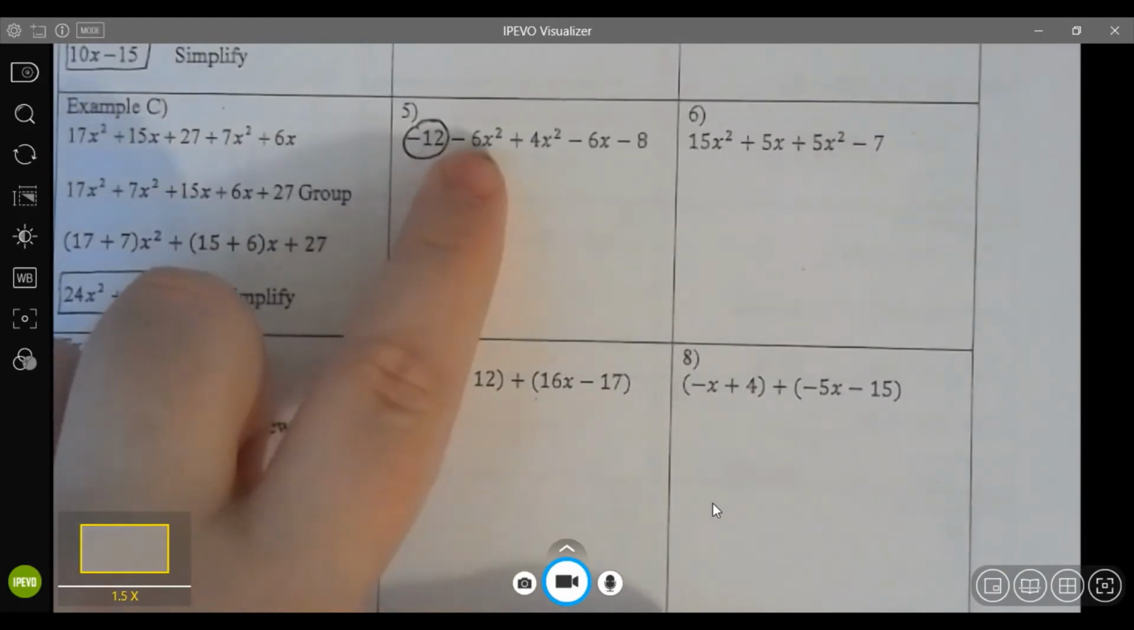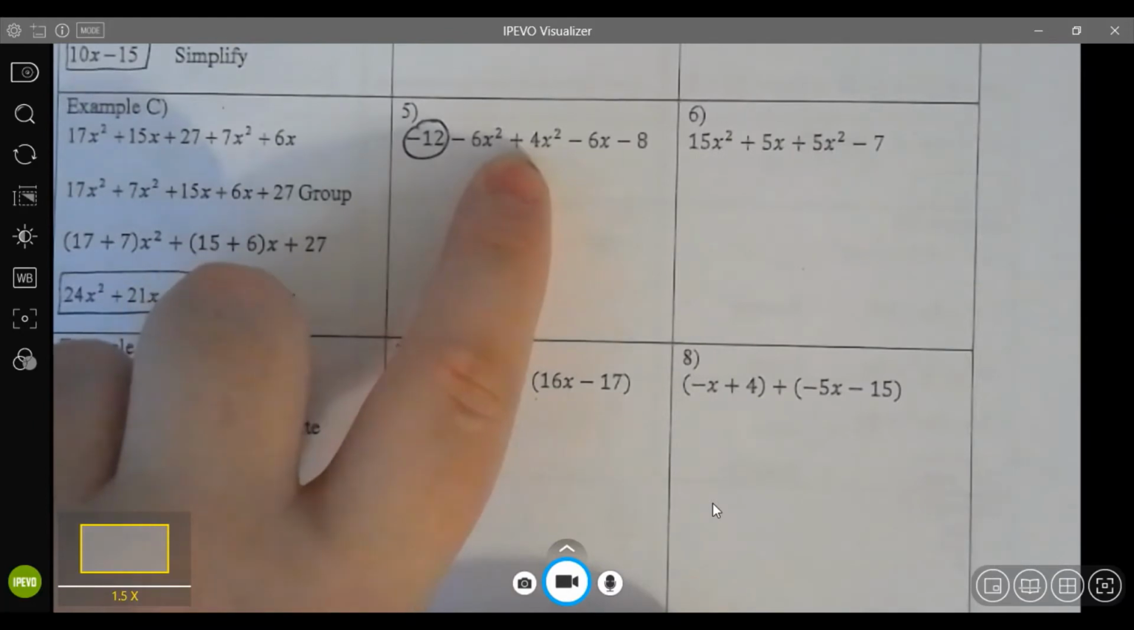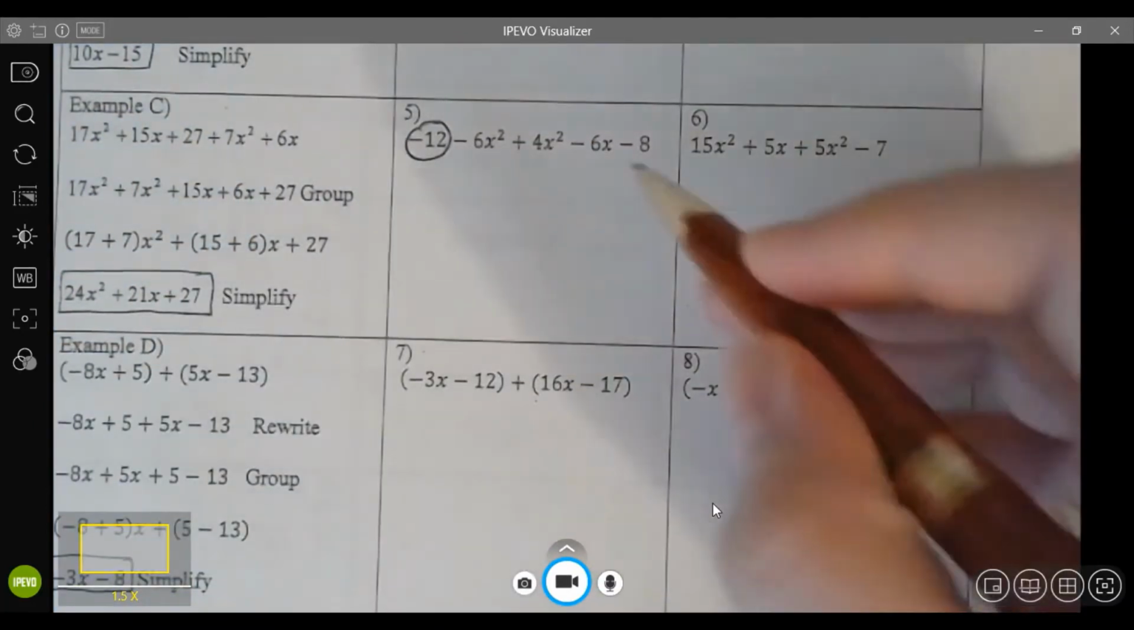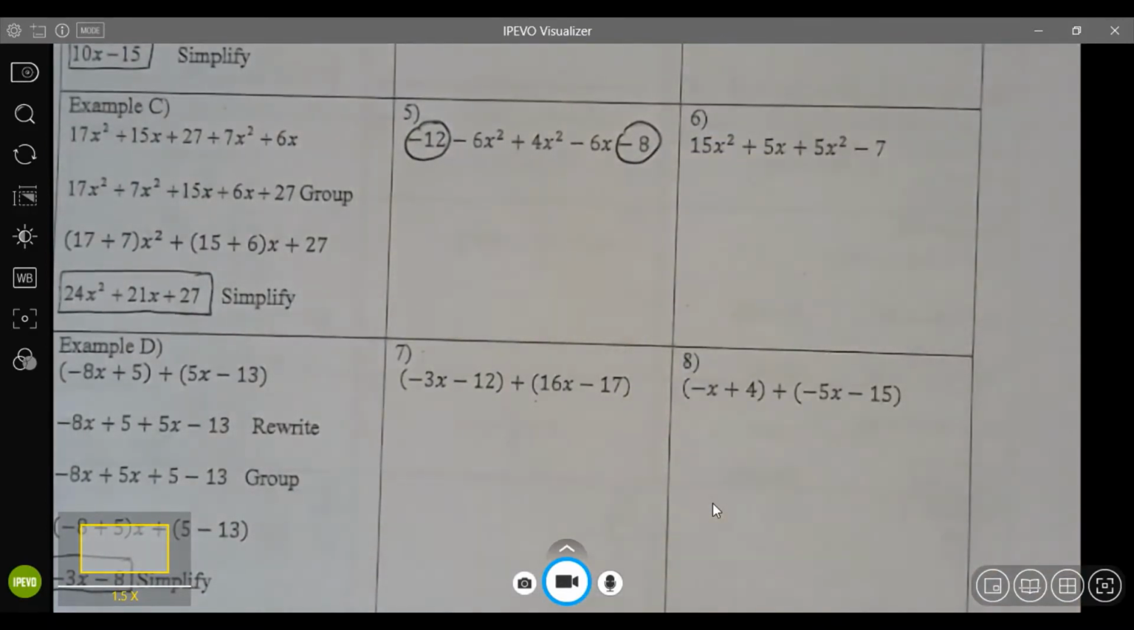So let's see, this has x to the power of 2. That's not the same as this circle. This has x to the power of 2. That's not the same as this circle. And this has an x, and this one doesn't have an x. So these two are the same. Then you go back through your list.